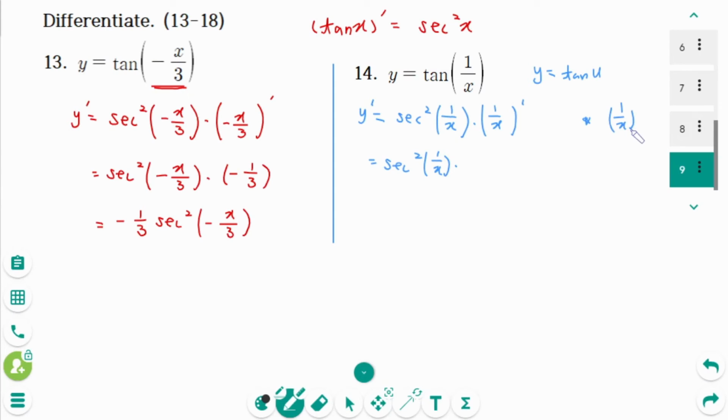1 over x prime equals x to the power of minus 1 prime. Then use the power rule, minus x to the power of minus 2, then back to the fraction form, minus 1 over x squared. The final answer is minus 1 over x squared times secant squared 1 over x.